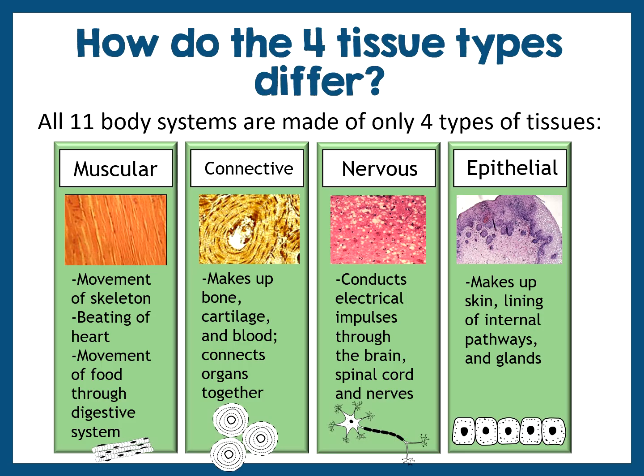Muscular tissue is going to provide movement of the skeleton. It's going to provide movement of food through the digestive system and beating of the heart. So we'll learn that there are 3 types of muscular tissue. There's skeletal, cardiac, and smooth.